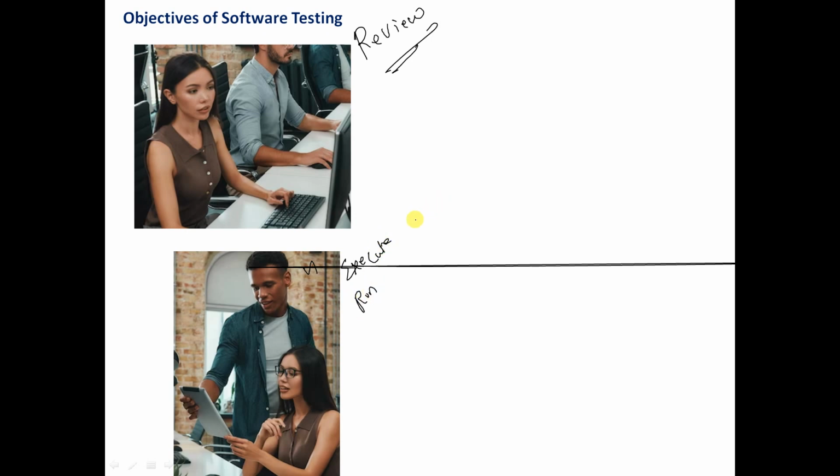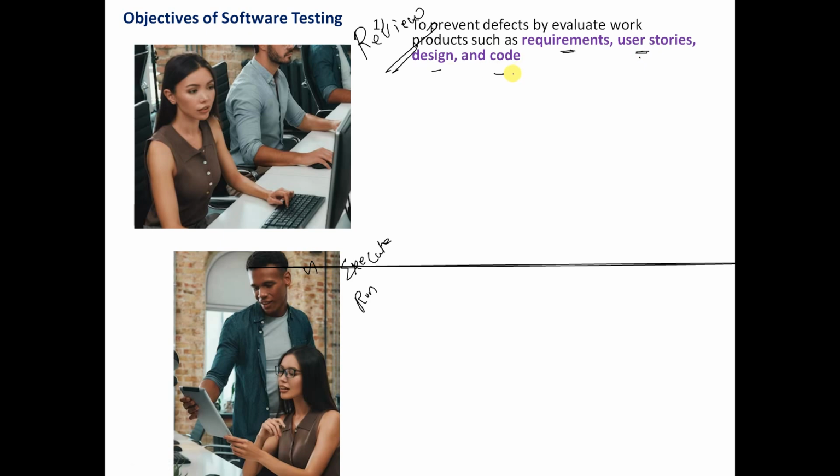Let's see what their roles and responsibilities are, and you can come to know what exactly the objectives of software testing are at the end. See, first on the review stuff: to prevent defects by evaluating the work products such as requirements, user stories, design and code. So all these are the objectives of software testing. You have to review and you have to prevent the defects. So that is the first prime objective. This you have to remember properly: requirements, user stories, design and code.